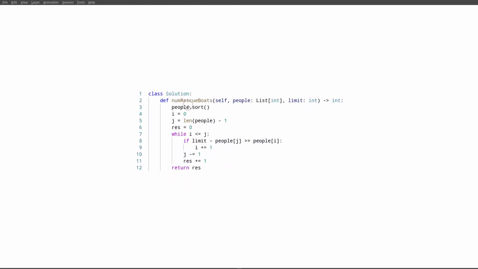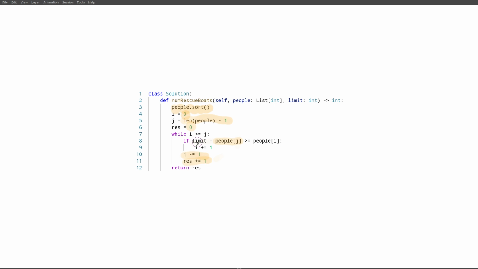As you can see, it's very simple. We sort all the people. We start at 0 and at the last element, and remember the number of boats that we have to use. And so we take the jth person, so the heaviest remaining person, and we put that person in the boat.